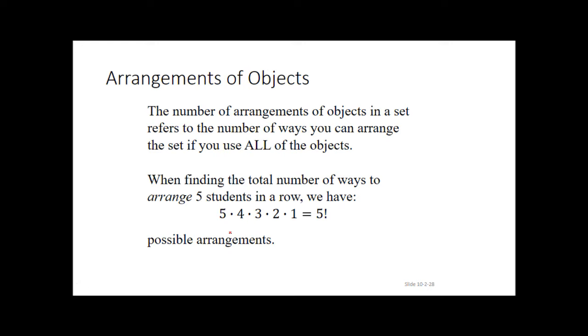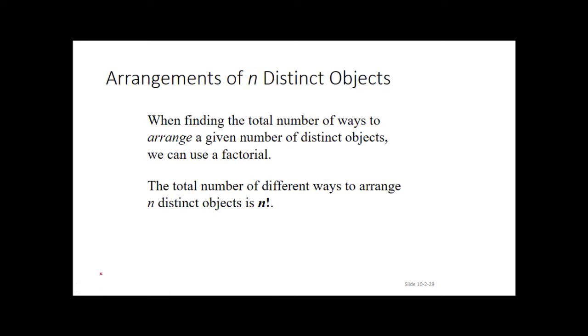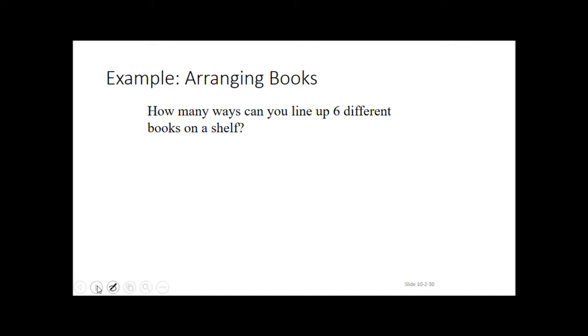So it's 5 factorial, and the reason is because we have 5 options for who sits in the first desk. Then once that person's seated, they can't be seated again, right? You can't put their clone next to them in this scenario. So we're going to have 4 students left for the next desk, 3 for the next, 2 for the next, and 1 for the next. So fitting 5 students, arranging them into 5 desks, we have 5 factorial. In general, if you have n objects and you want to arrange them into n possible positions, that's n factorial.